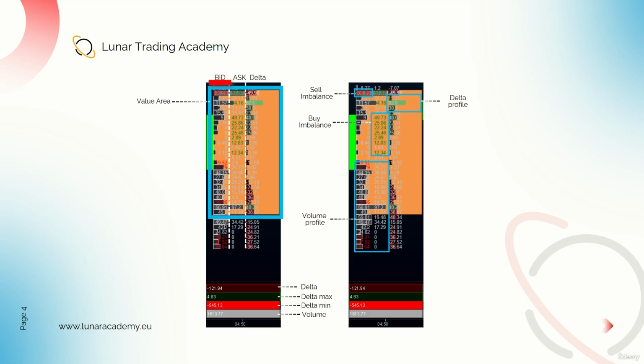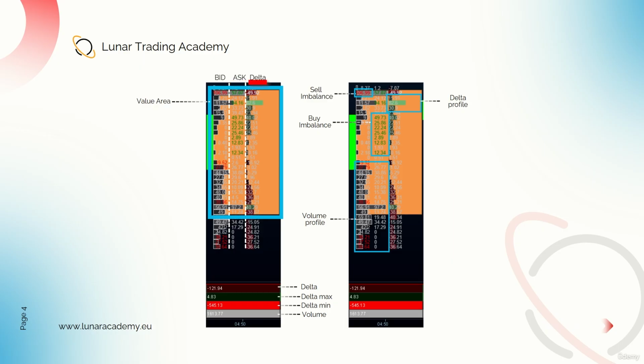First, the bid, which is on the left side of the footprint. The bid shows the number of sold contracts. In other words, it reflects the aggressive sellers and their selling pressure. The ask, on the other hand, shows the number of bought contracts, reflecting the aggressiveness of the buyers and their buying pressure.